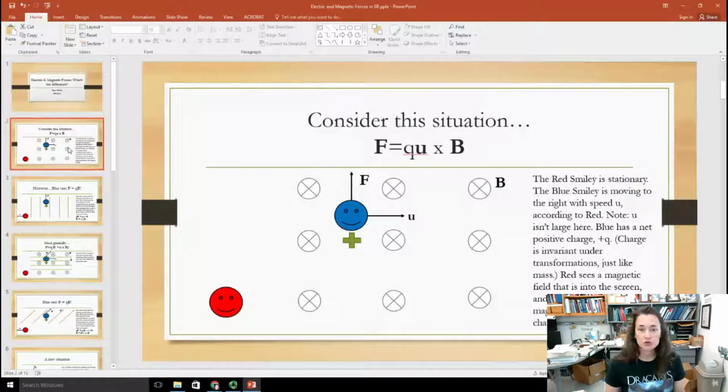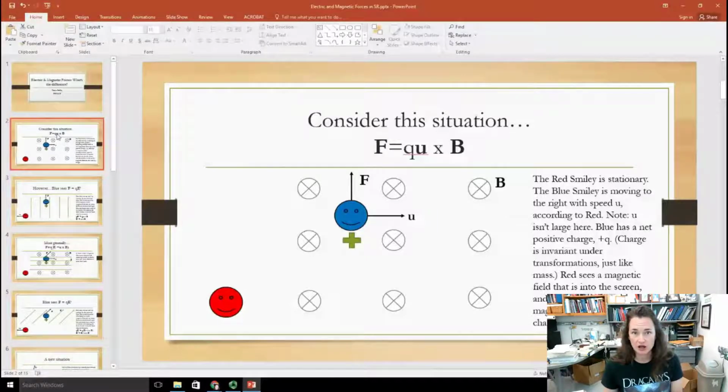You've got two perspectives. The red is going to be the stationary observer, and blue is the moving observer. And blue moves to the right with a speed u as compared to red. So what's happening here is that blue in this case is a positive charge. And blue is moving to the right there through a uniform magnetic field that's pointing into the screen. That's why the X's with the circles in them, okay?